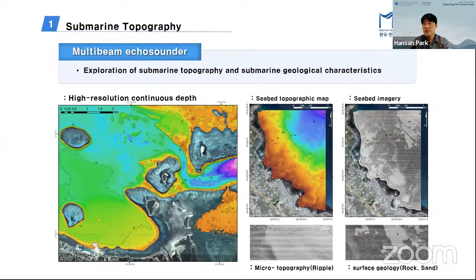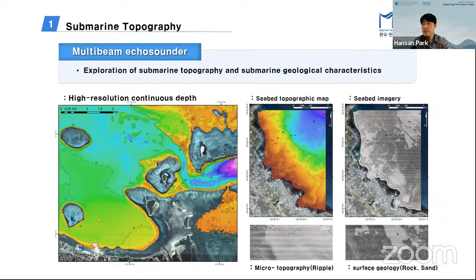Many beams are arranged at a wide angle, about 160 degrees under the boat, to measure the submarine topography with a wide width. At the same time, the geological properties of the surface layer of the seafloor are distinguished using the reception intensity information of the beam that reaches the seafloor and is reflected. So mud, sand, rock, and artificial objects we can classify by using this reflected intensity information.